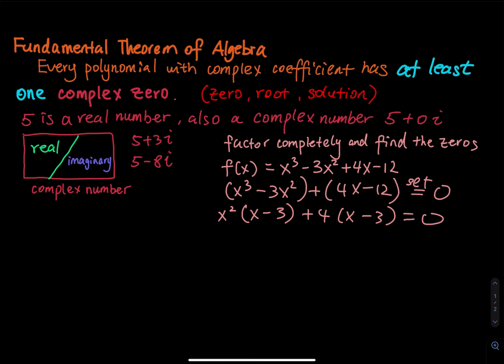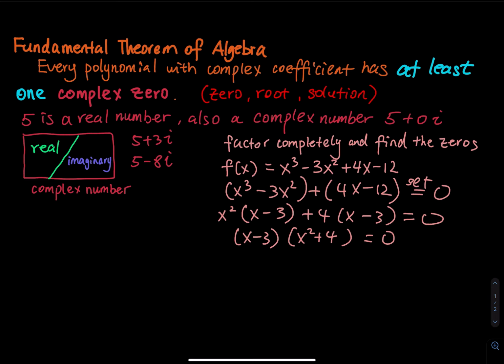And then do you see that? You have x squared plus 4 times x minus 3, right? So we take x minus 3 out, and then you have x squared plus 4 equals 0. And then you say, all right, so x equals 3, but x squared plus 4 equals 0 has no real solution, because it doesn't matter what number you have, you square that number and it becomes positive, you add 4 to it, you will never get a 0.